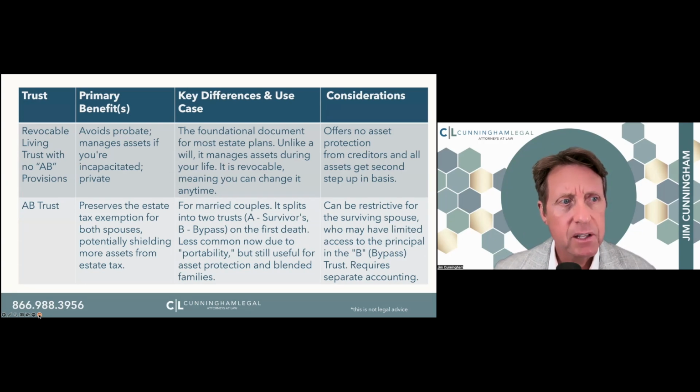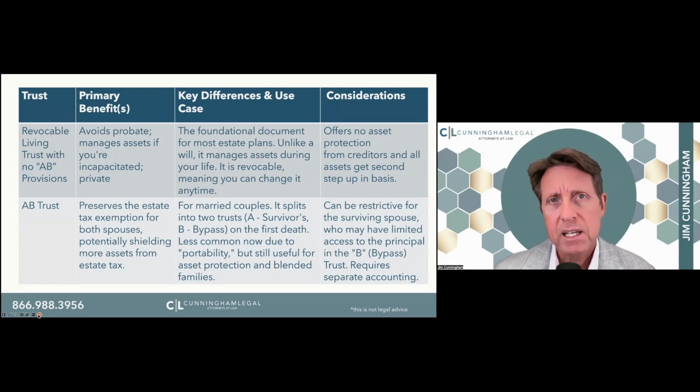So a revocable living trust with no AB provisions avoids probate, allows you to manage assets if you're incapacitated. It's private. I would say this is the foundational document for most estate plans. So what has happened since 2011 is the estate tax exemptions went to $5 million. Now they're at $14 million. Most people don't have a $14 million estate. If you're married, you can double up to $28 million using portability, which we cover in another webinar. It's where you file a document with the federal government after the death of a spouse. It's very important to do, frankly, if you've lost a spouse.